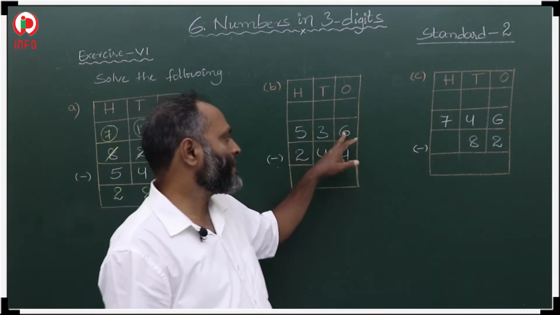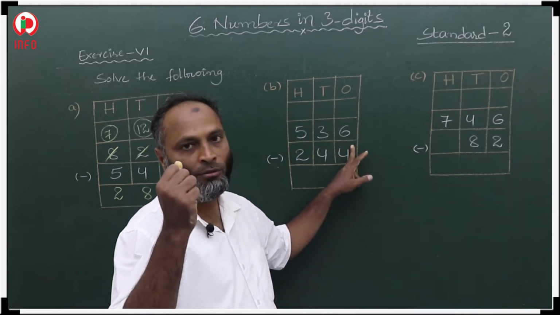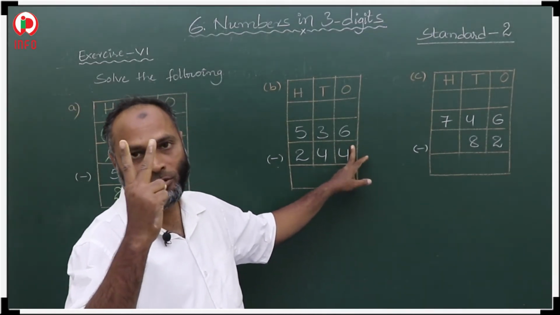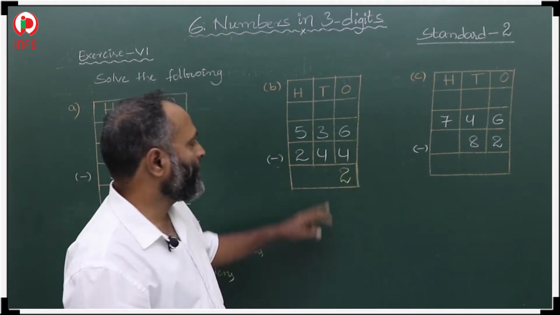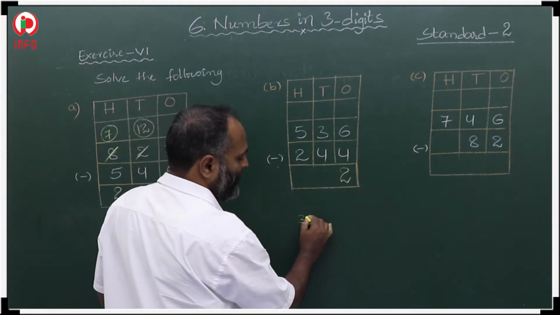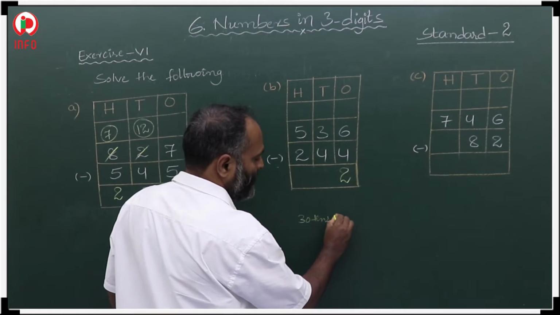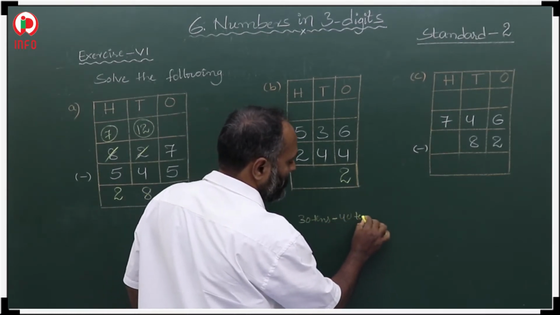So subtract this one. 6 minus 4. From 5 to 6 you have to count: 5, 6. How many fingers? 2 fingers. Then write 2 here. Then after that, 3 tens and 4 tens. 3 tens are 30, minus 40, not plus.